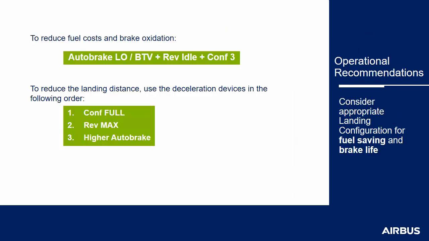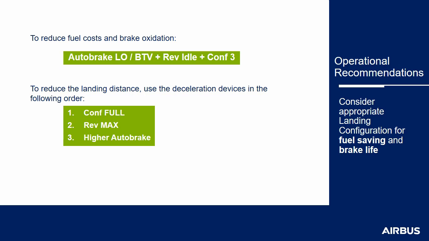As stated in the FCTM, in the Green Operating Procedures chapter, some landing configurations may save fuel. If the performance permits, the best landing configuration to reduce fuel costs and minimize brake oxidation is autobrake low or brake to vacate, plus reverse idle, plus conf full. However, if not correctly tuned, these fuel-saving procedures can create significant damage to carbon brakes.